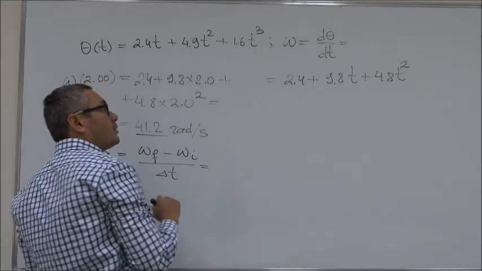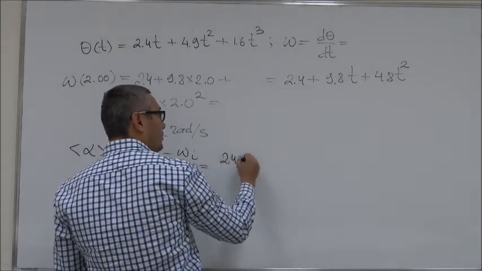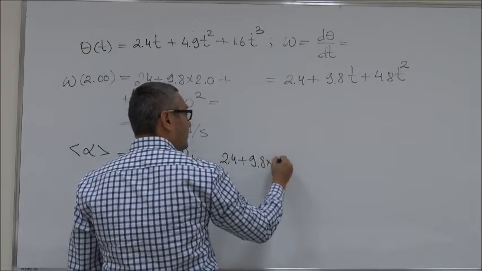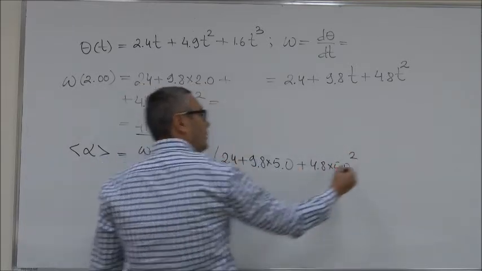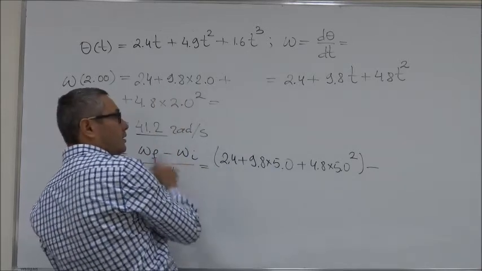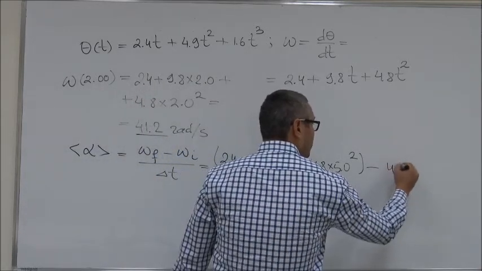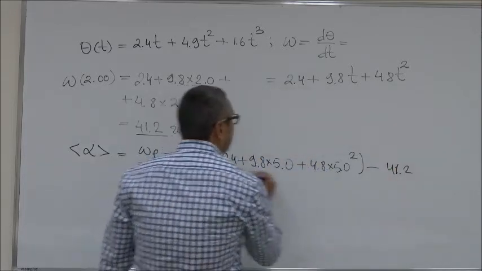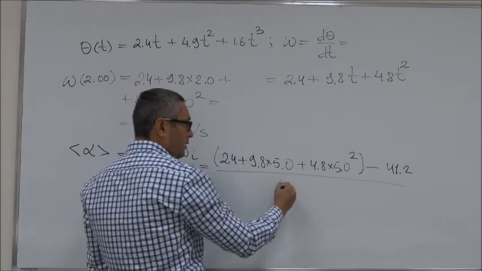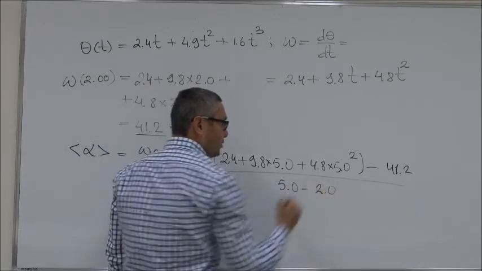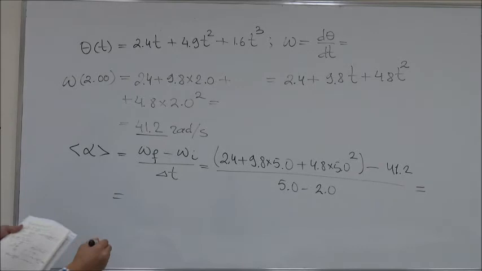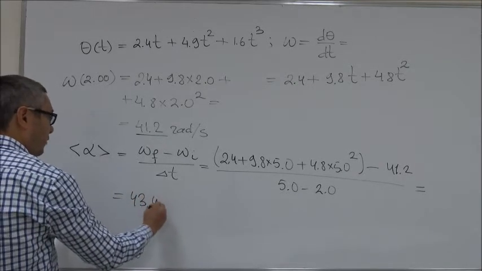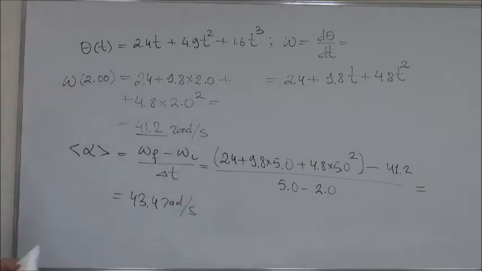Well, again, we can use the same equation for omega. So we have 2.4 plus 9.8 times 5 plus 4.8 times 5 squared minus initial angular velocity, that's 41.2, over the time interval, which is 5 minus 2, so 3 seconds. If you now calculate for this, the value that you get is 43.4 radians per second. So that's the average angular acceleration over that time interval.